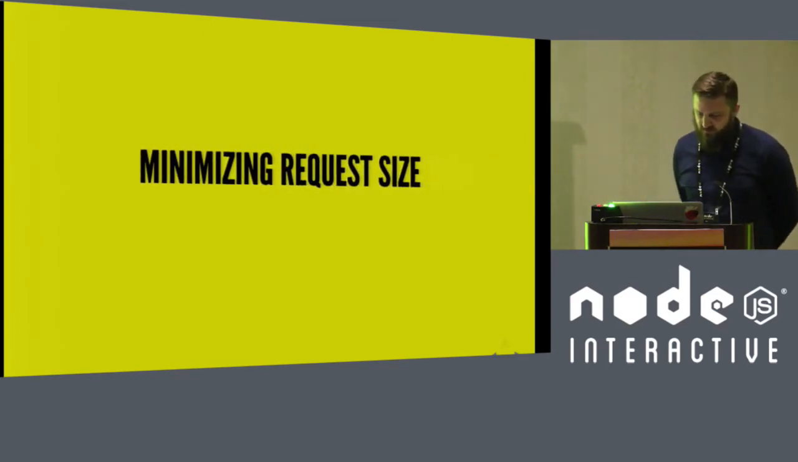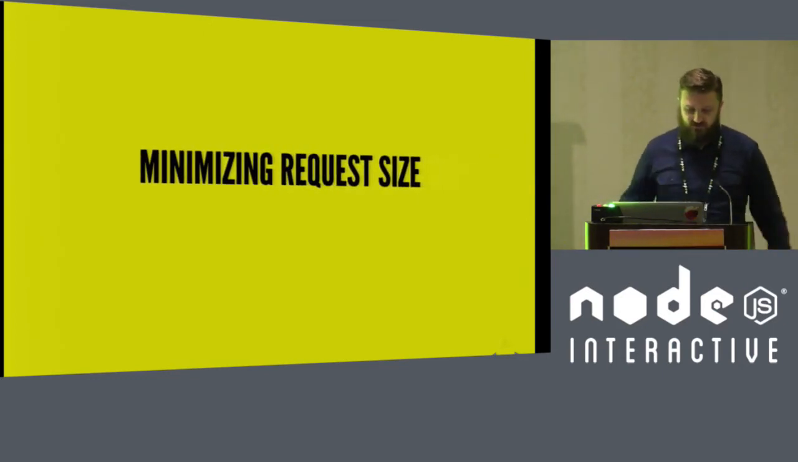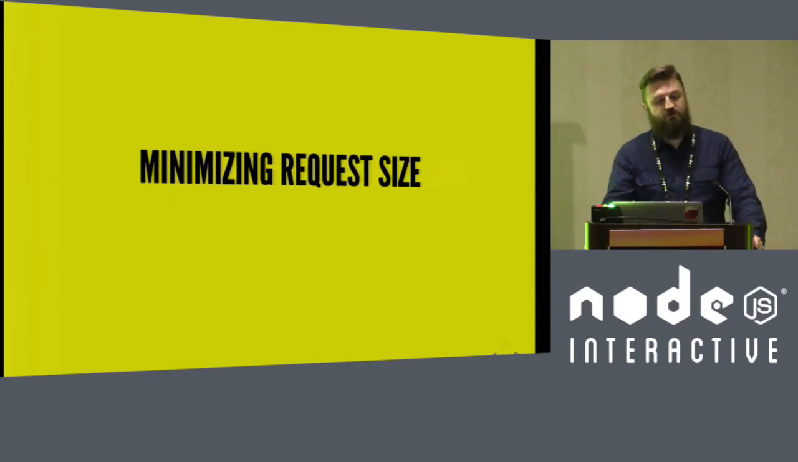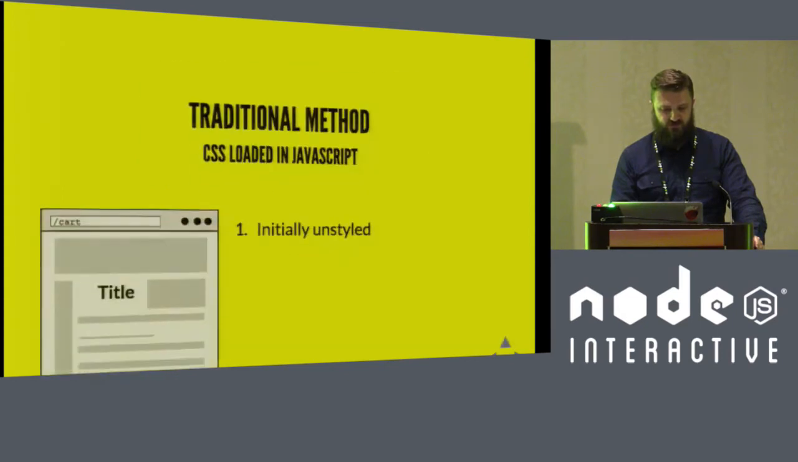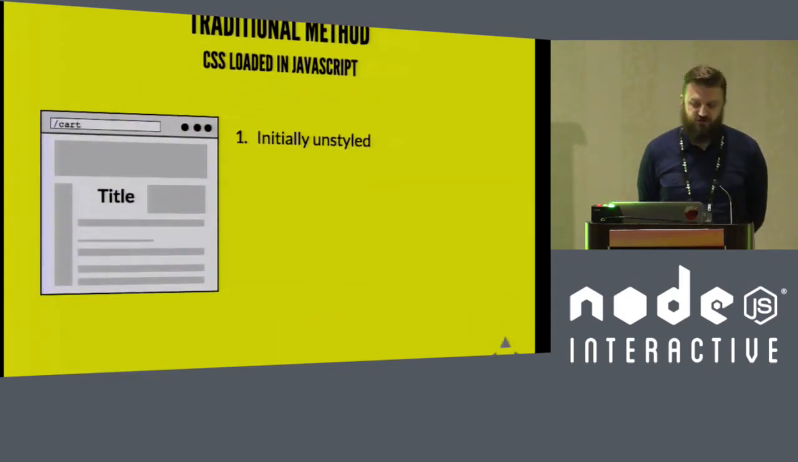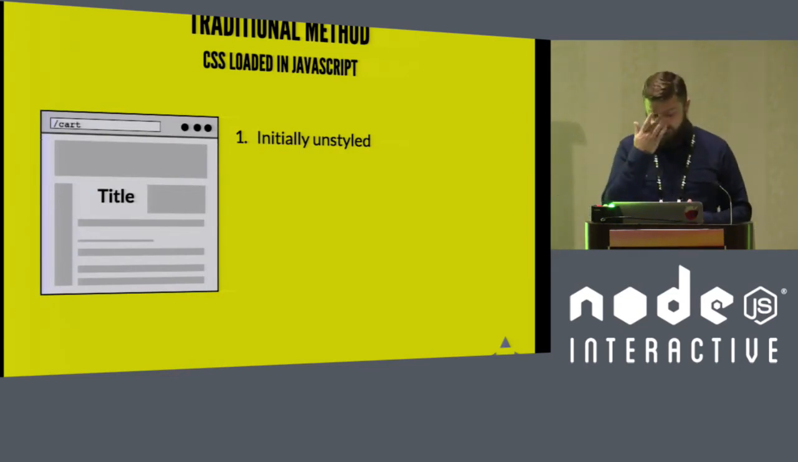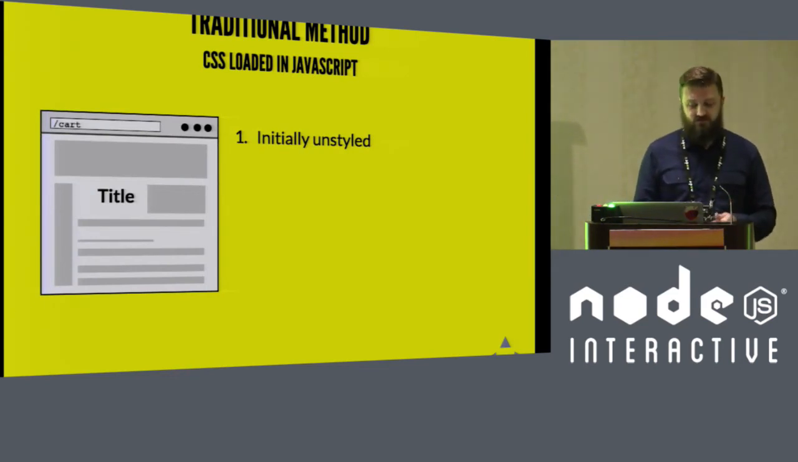All right, minimizing request size. This one is hugely important, something that you probably don't think about normally. What I mean by this is that you only want to include the assets that are needed to render a particular page. So if you're rendering, let's move on to an example, the cart page, you don't want to include the CSS for your product page or your search results page, right? You only want to include the CSS needed for that particular page.